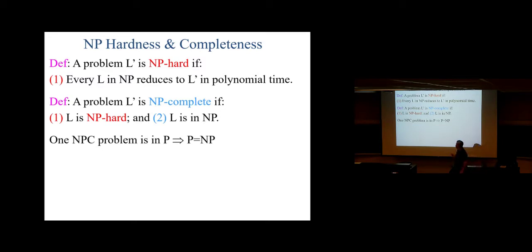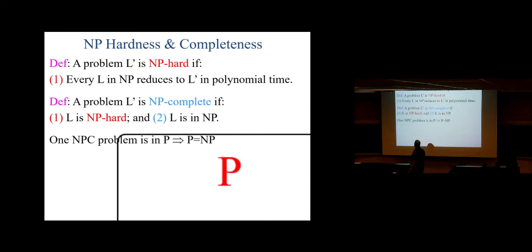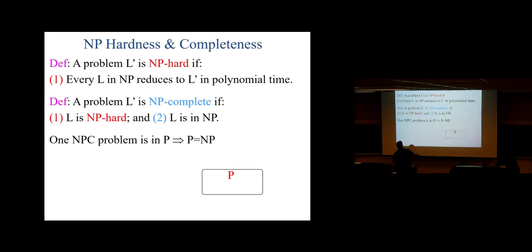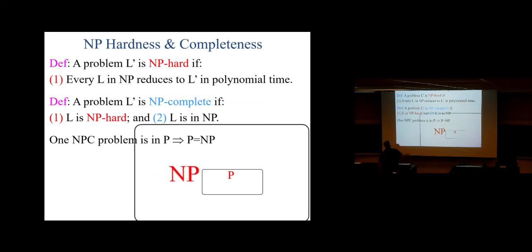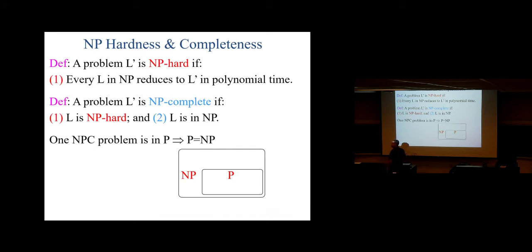Okay. One of them is in, all of them are. In where? In P, solvable in polynomial time. So here's P, the set of all problems that are solvable in polynomial time. And here's NP, it includes P, because determinism is a special case of non-determinism. Let me not be presumptuous.